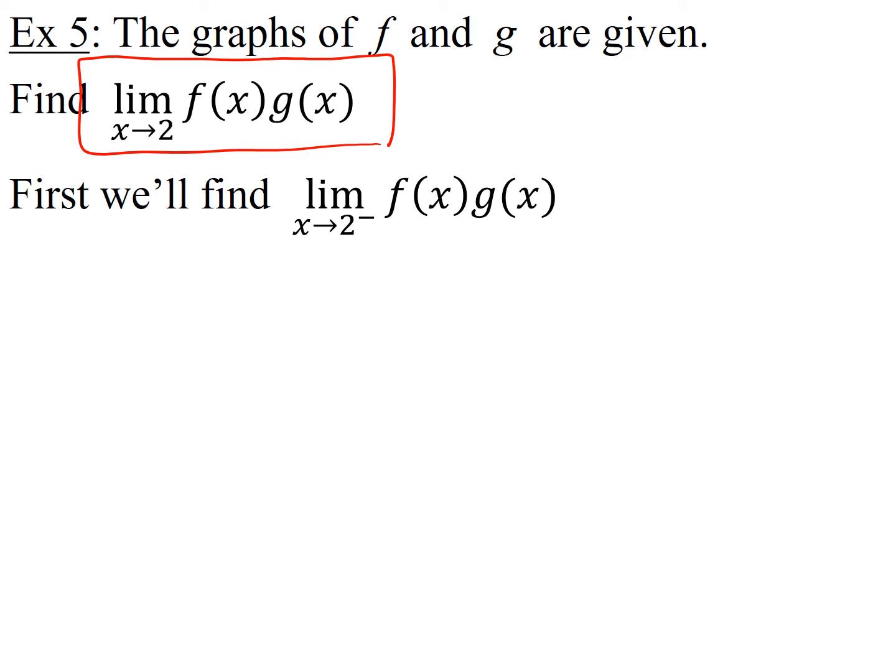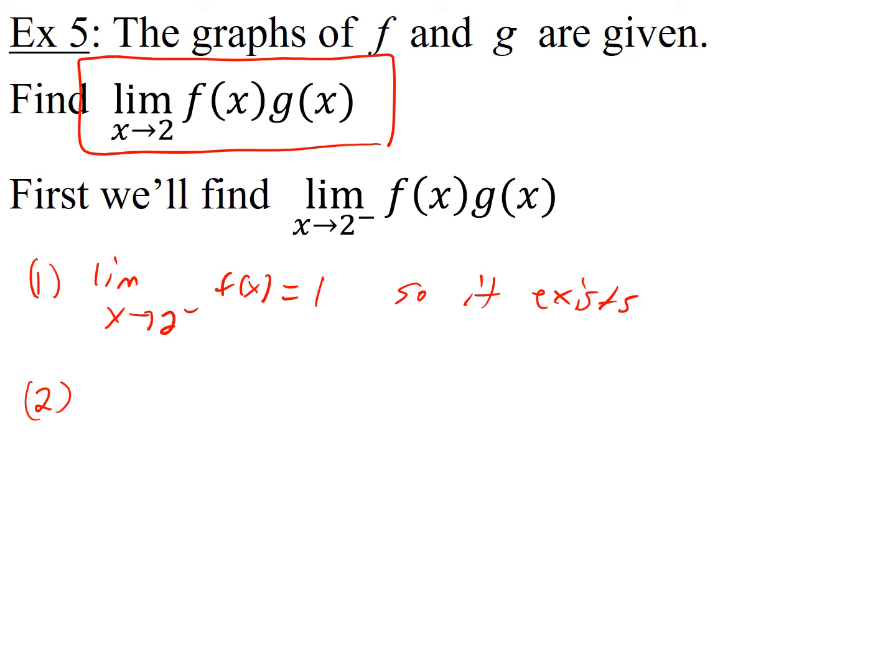Okay, so to use the limit law on that, I need to know that the limit of each one exists. So I'm going to write that down. We do know that it exists. The limit as x goes to 2 from the left of f of x is 1, so it exists. It's from the graph, or the last slide if you want.